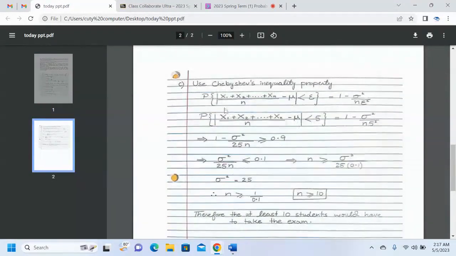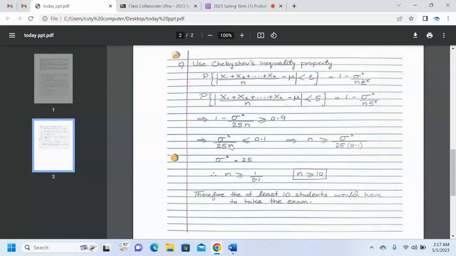So for part C, use Chebyshev's inequality because we cannot use the central limit theorem here. The probability that the absolute value of (X1 plus X2 up to Xn) over n minus mu is less than epsilon is greater than or equal to 1 minus sigma squared over n epsilon squared. So after putting in the values, we have 1 minus sigma squared over n times 5 squared, which is 25n, greater than or equal to 0.9. And here it will be sigma squared over 25n less than or equal to 0.1.